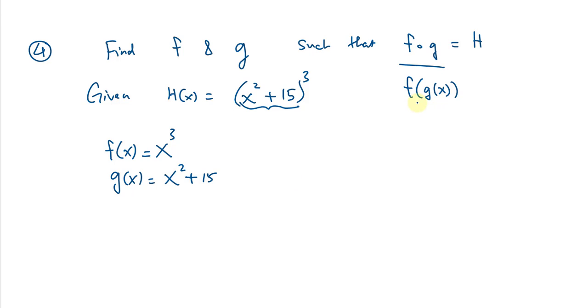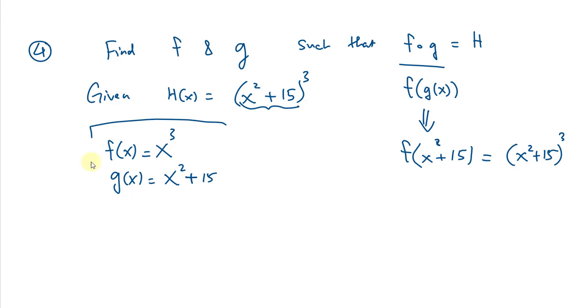Now, you can check this one. g of x is x squared plus 15. And then for the f function, we see that f of x is x to the third power. So f of this thing is this thing to the third power, so x squared plus 15, because this whole expression goes in the place of x, and all of it goes to the power of 3. So that's why we end up with the same thing. So this is the correct answer.